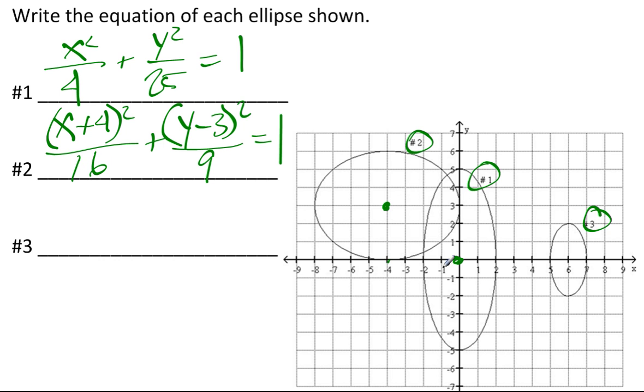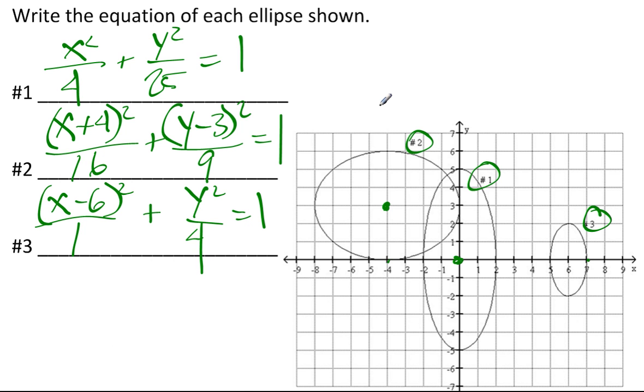And last one, number 3 out here. We're going over 6 in the positive direction, so that's going to be x minus 6. Do we go up or down on the y? Nope. So it's just y squared by itself. And then our radii numbers. It's just 1 left and right for the x, so that's 1 squared is 1. Y is going up and down 2. And 2 squared is 4. And that is all done.